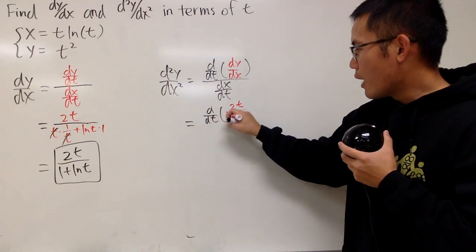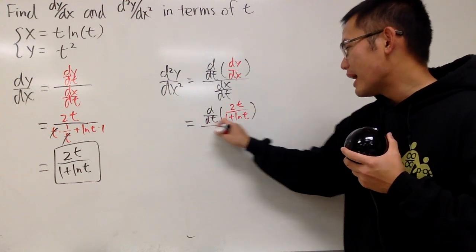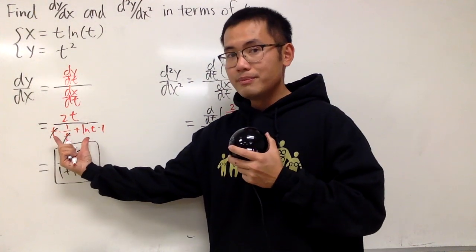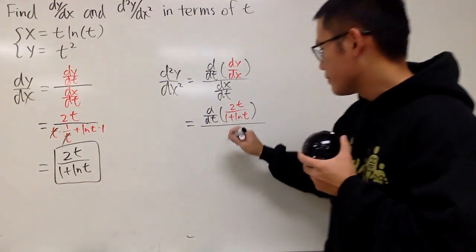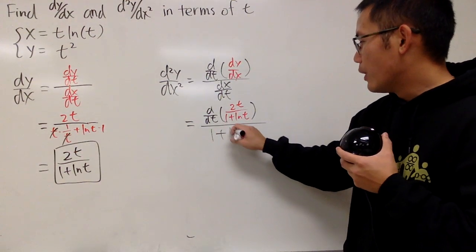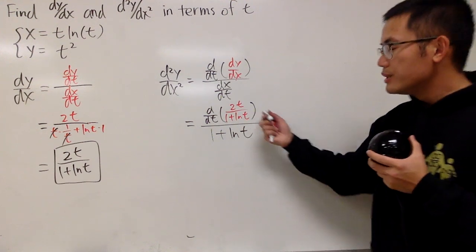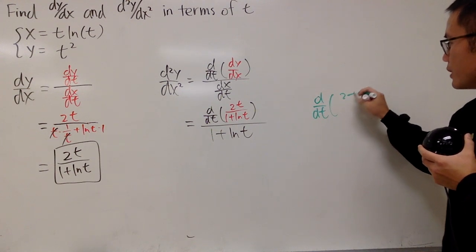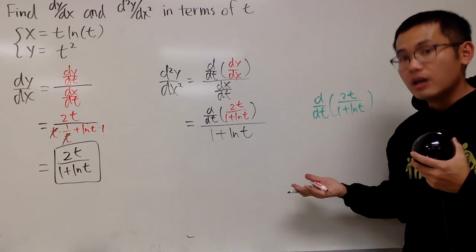Let me just enter this right here: 2t over 1 plus ln t. And we are going to divide this by, well, dx/dt is pretty much just this. That's the derivative of that earlier. So just write it down, and that's 1 plus ln t, okay? All right, let's do this on the side. To differentiate 2t over 1 plus ln t, what we need to do is the quotient rule.